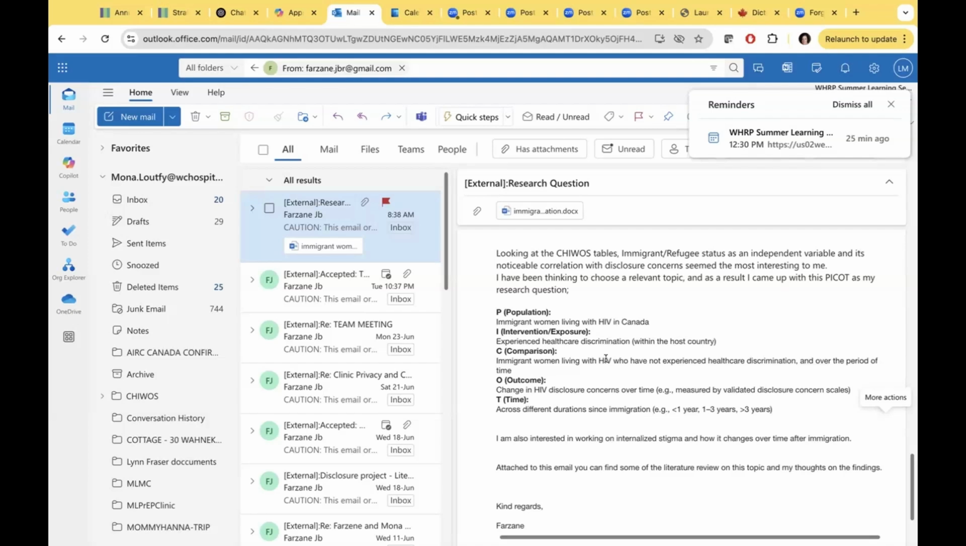What is a binary variable? And we're going to go through it. Okay. And then your outcome is disclosure, right? That's what you're interested in. Yes. Disclosure concerns. Okay. And in Chiwos, that's a scale. It's reported 0 to 100, 100 being more disclosure worry.